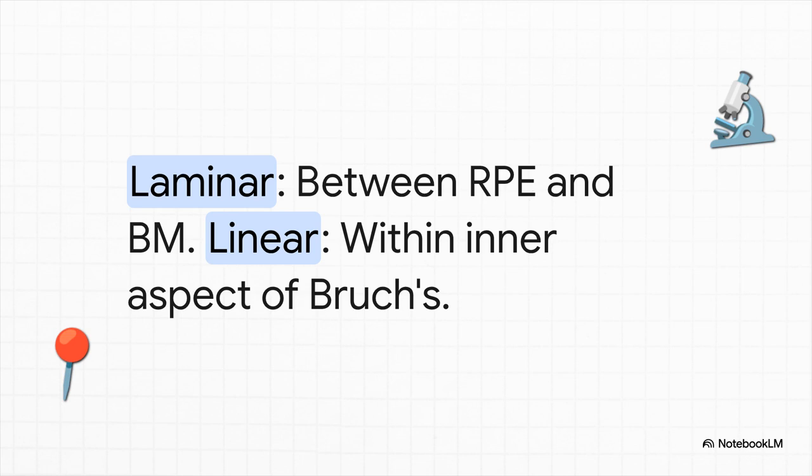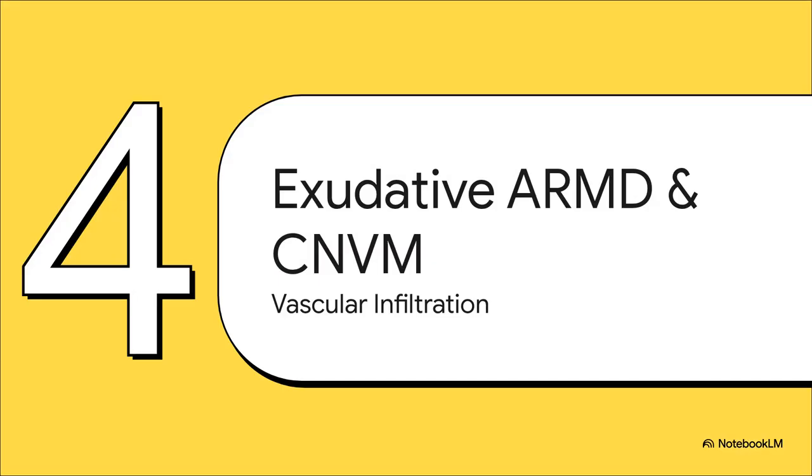But basal linear drusen, which is what we just asked about, accumulate deeper. They are located within the inner aspect of Bruch's membrane itself. Do not confuse these two on test day. Just remember this trick. Linear goes deeper into the lines of Bruch's membrane. Let's move on to section 4 and see how all this builds together.